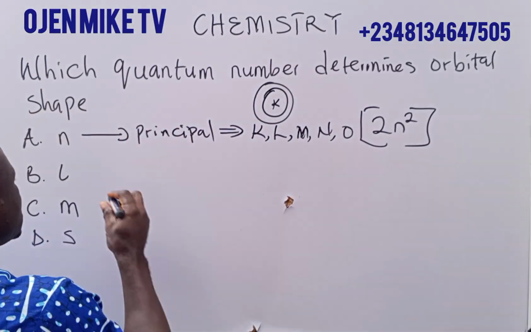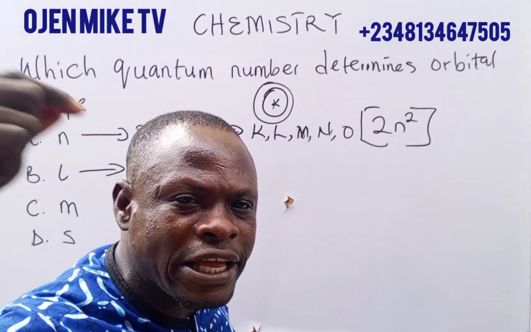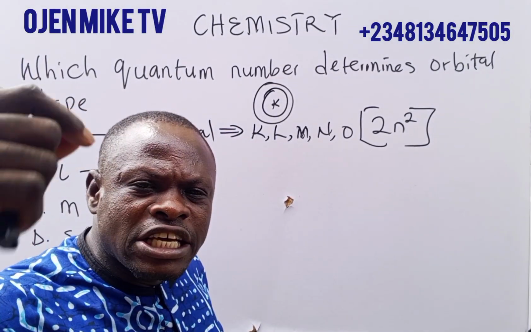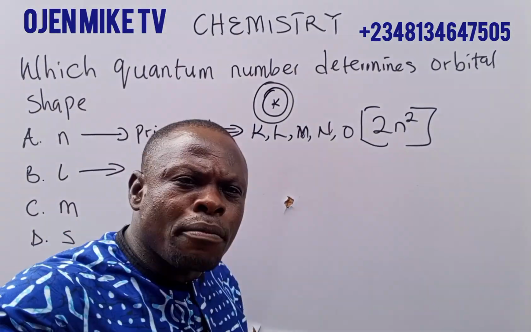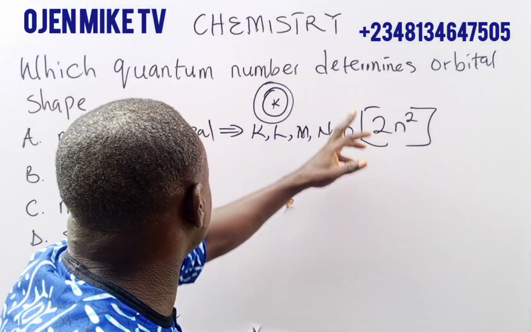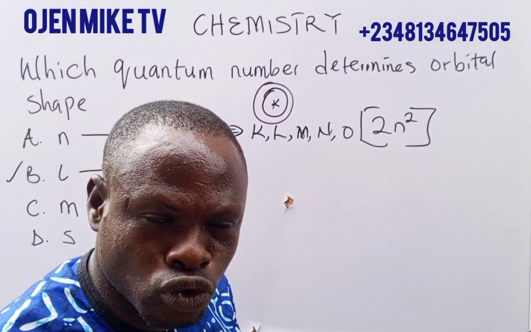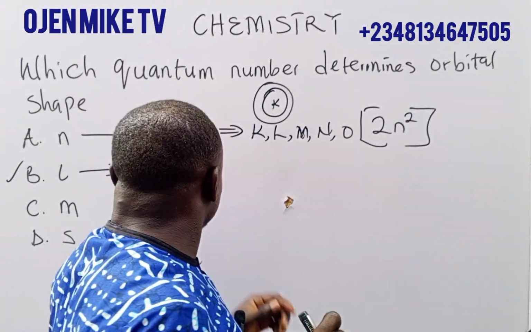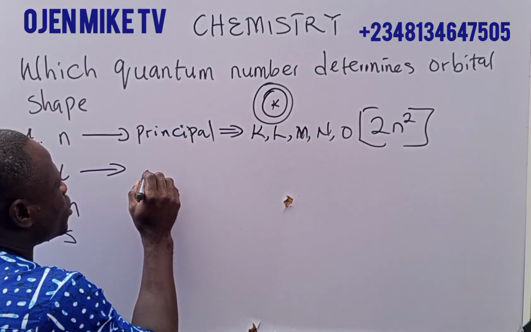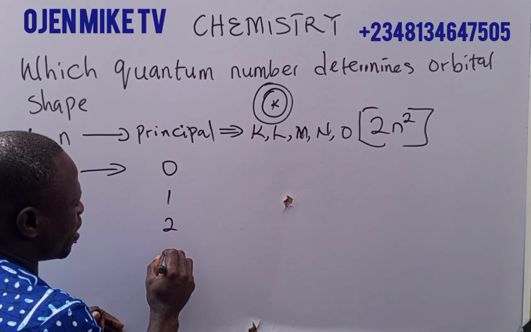Going further, the second one here is called the azimuthal quantum number, or angular momentum. This angular momentum determines the orbital shape, or the shape of the orbital. So our answer is, the shape of the orbital is determined by the angular momentum, or azimuthal quantum number. Do you get that? Now, this azimuthal quantum number has values: we have 0, 1, 2, 3.